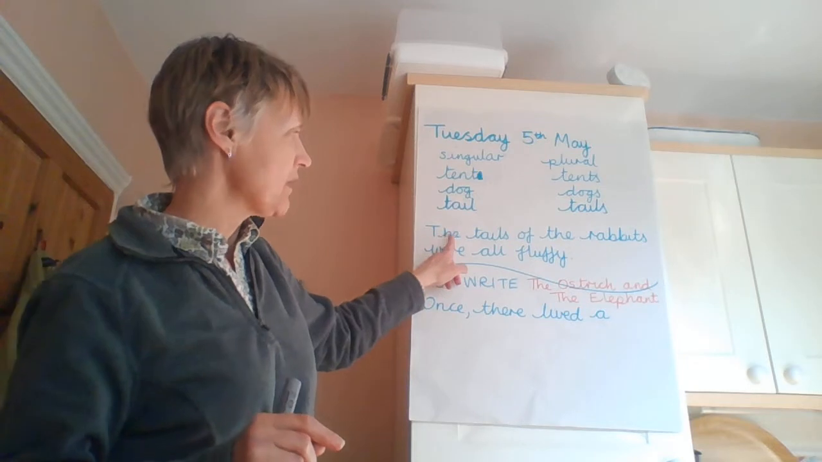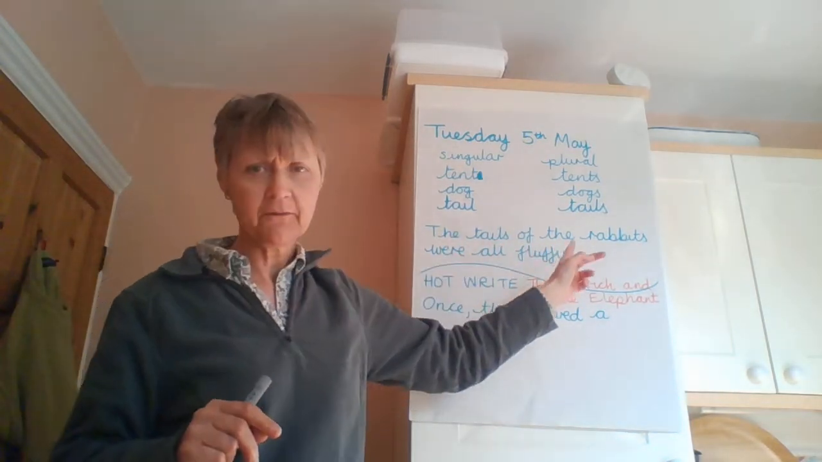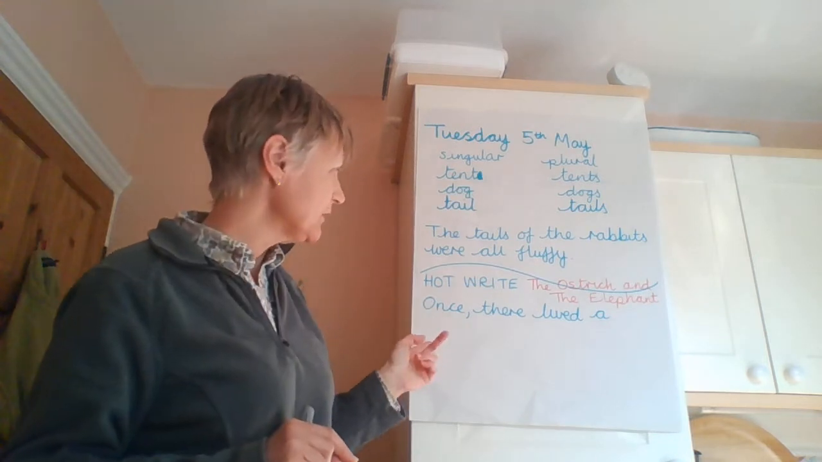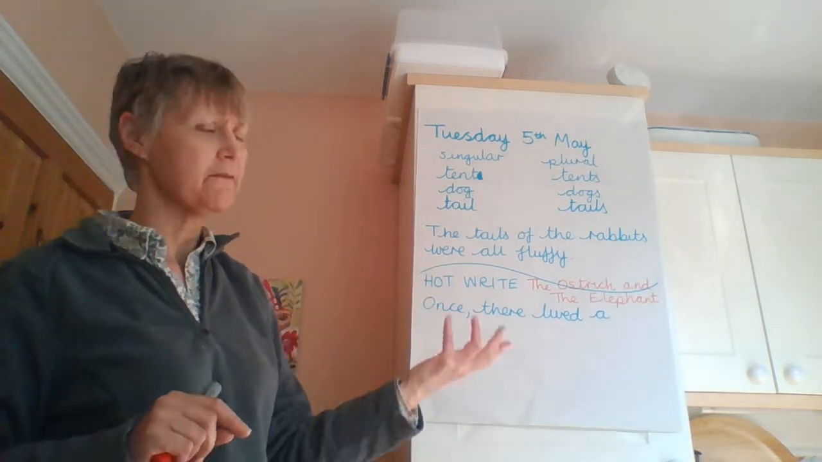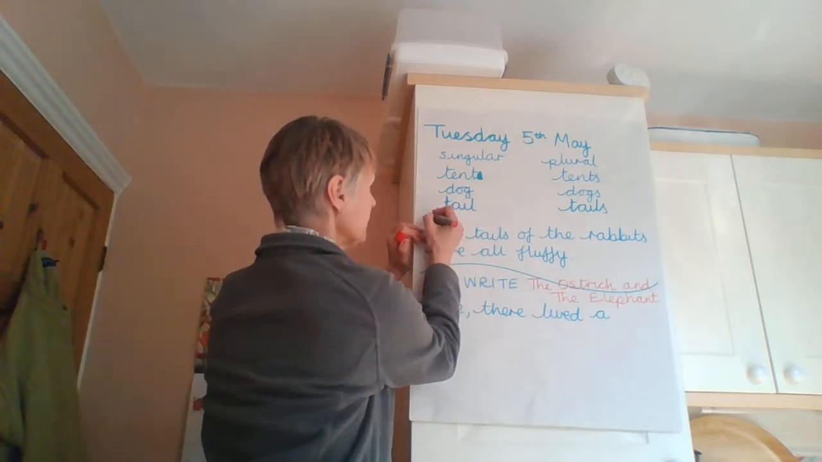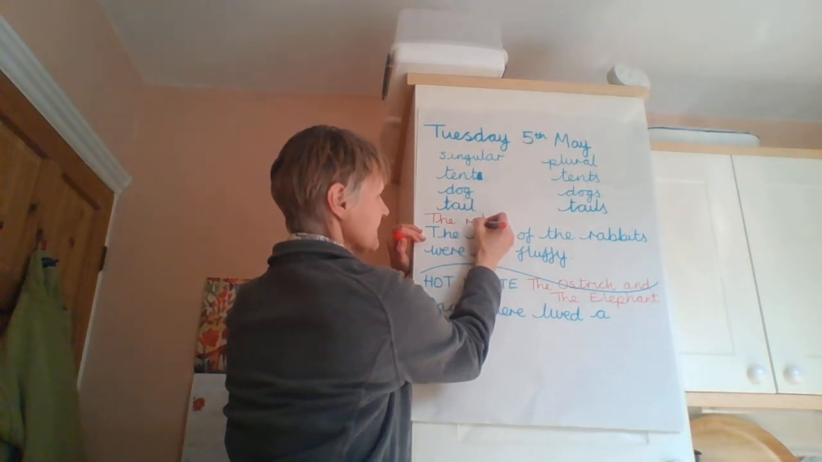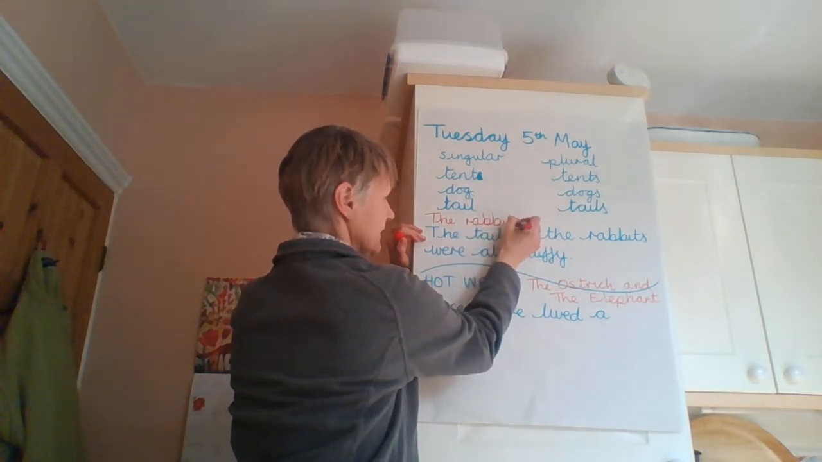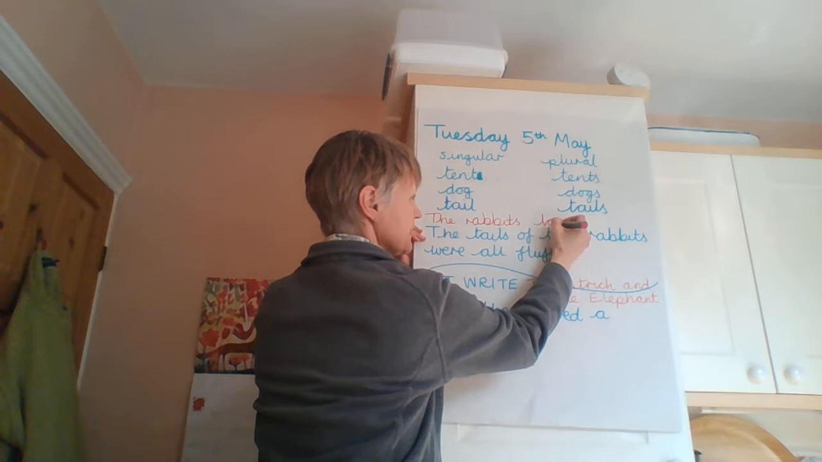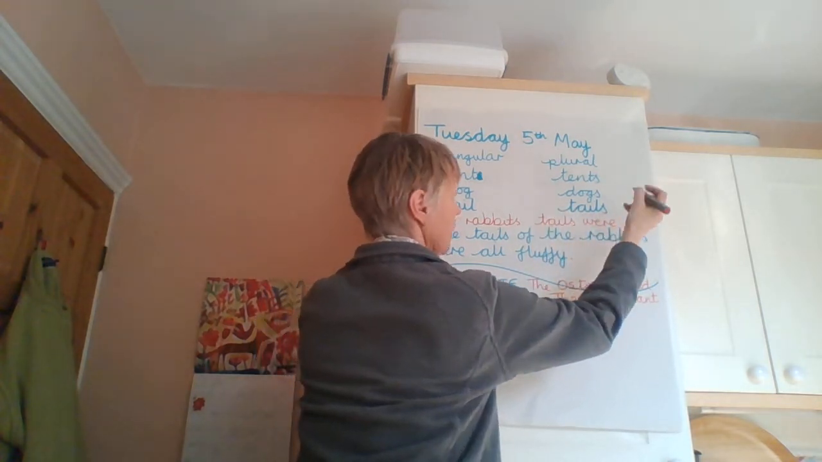So, for example, the tails of the rabbits were all fluffy. The tails of the rabbits were all fluffy. So if I was going to change that round and make that shorter, I would put the rabbits' tails were all fluffy.